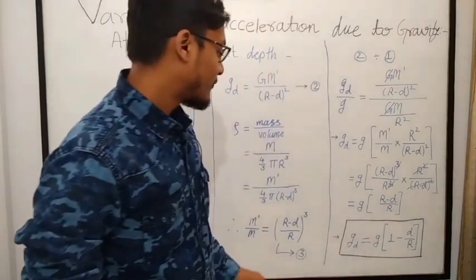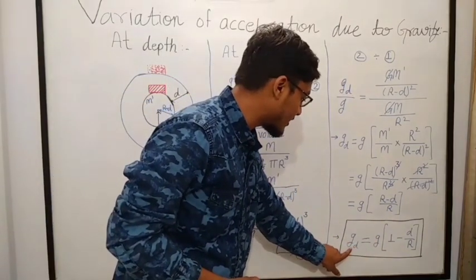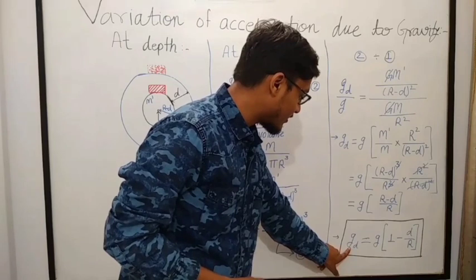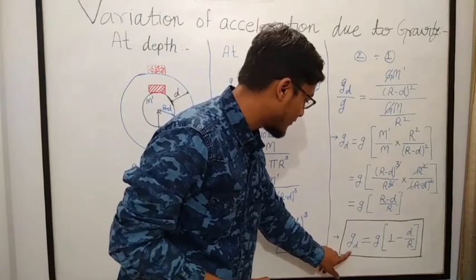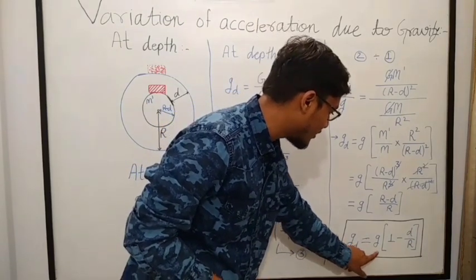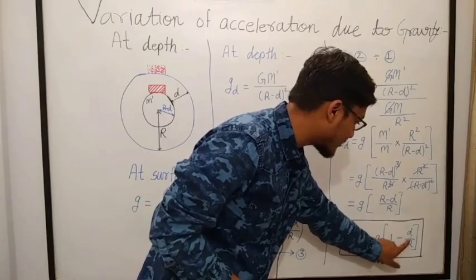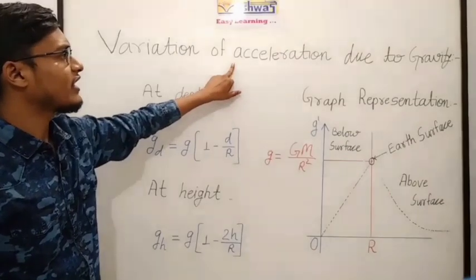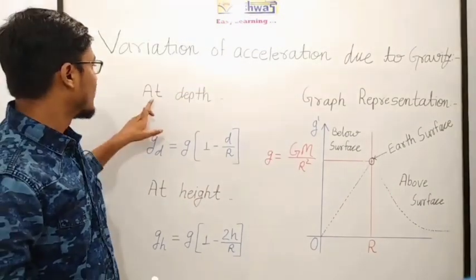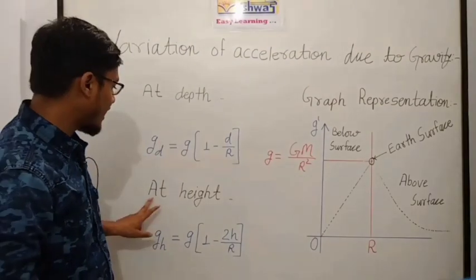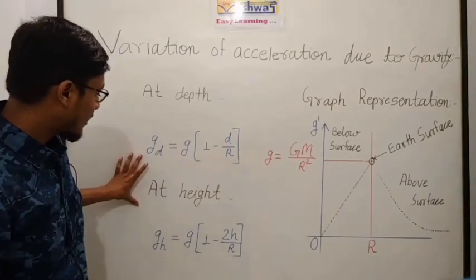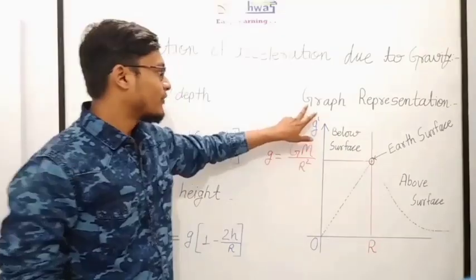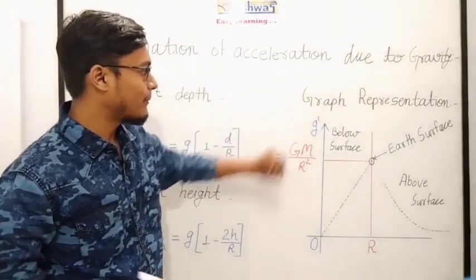So in the final step we will get the final expression for the change in acceleration due to gravity at depth d, that is g_d is equal to g multiplied by (1 minus d by r). We have seen the change in acceleration due to gravity both at depth d and at height h. For that we have got two formulas. Now we will see its graphical representation.